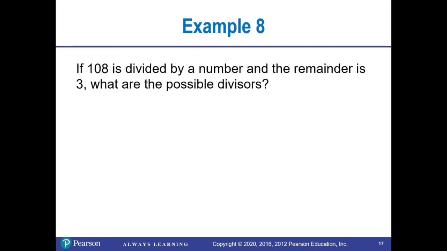Let's look at another one. So let's suppose we have 108. It's divided by a number. We're trying to find that number. And our remainder is 3. And I want to know what are my possible divisors.